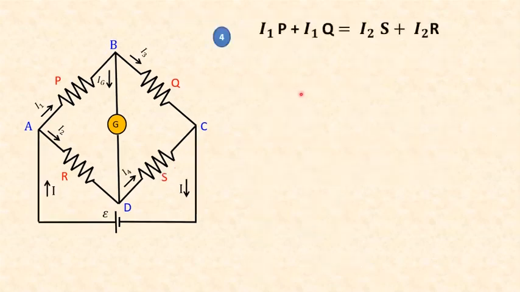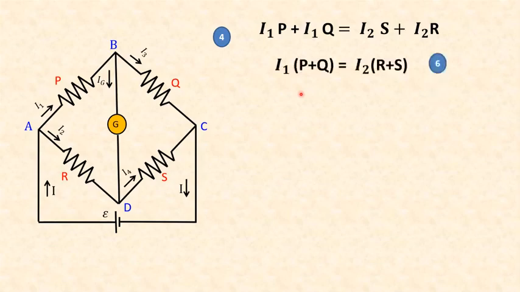Equation 4 becomes I1P plus I1Q is equal to I2S plus I2R. Here I1 can be taken as common, and so it is I1 into P plus Q. Here I2 can be taken as common, and it is I2 into R plus S. This is the sixth equation.